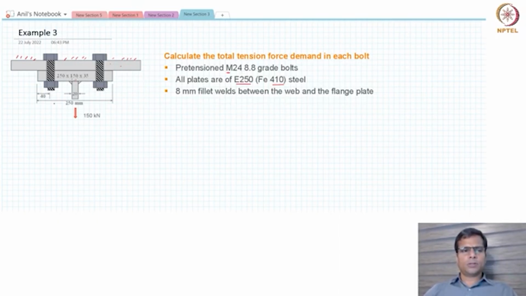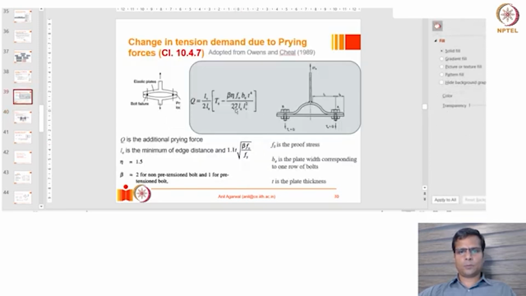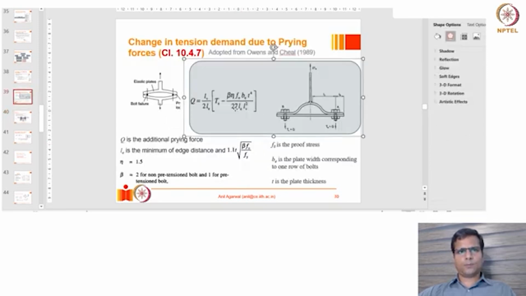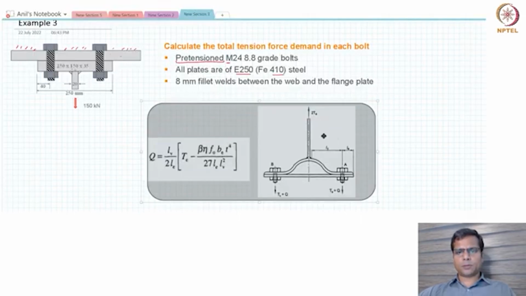The other dimensions, for example, the edge distance here is marked as 40 millimeters. The bolt is given as a pre-tension bolt, so some of the factors in that equation will be affected by that. Now we remember, let me copy paste that formula for the capacity of the prying force.